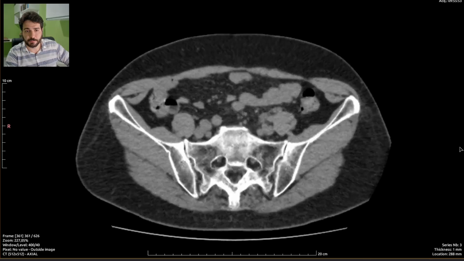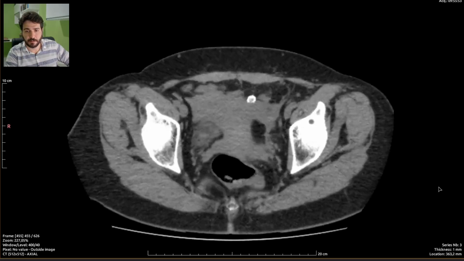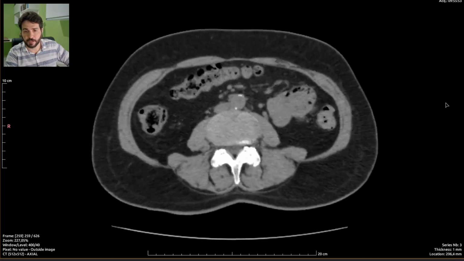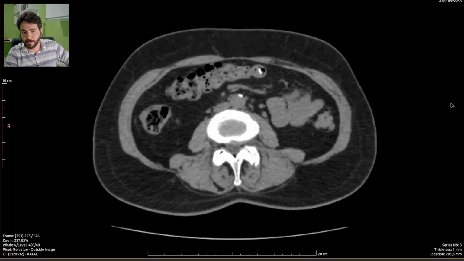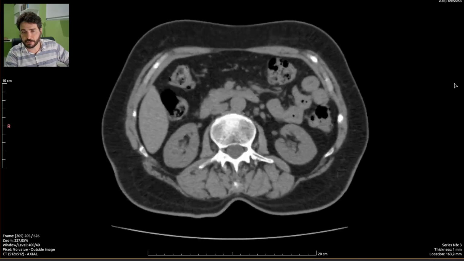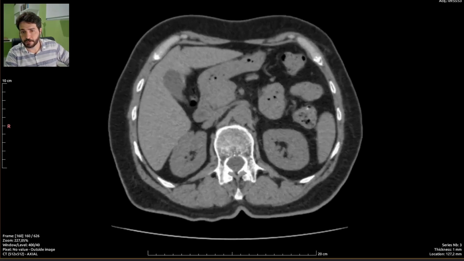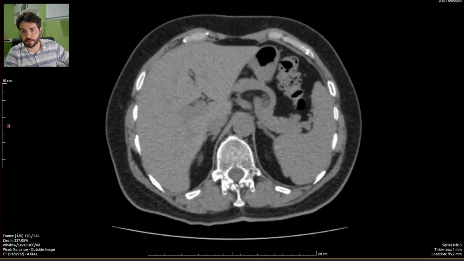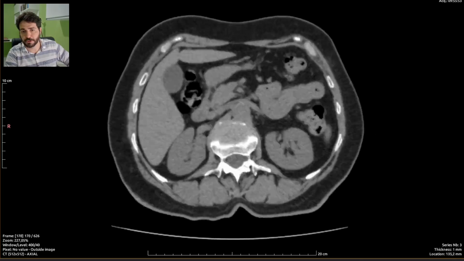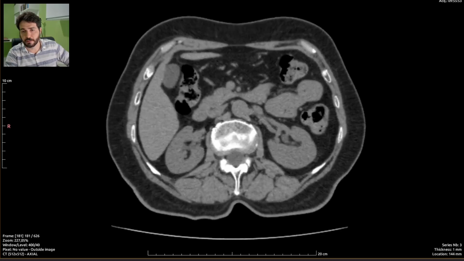So, as this is a full abdominal CT scan, this isn't just some tiny pelvic exam. So kidneys are fine, no hydronephrosis, no stones. There is moderate calcification of the aorta. So this is quite common for the age group of this patient. The gastric chamber, the stomach is fine.